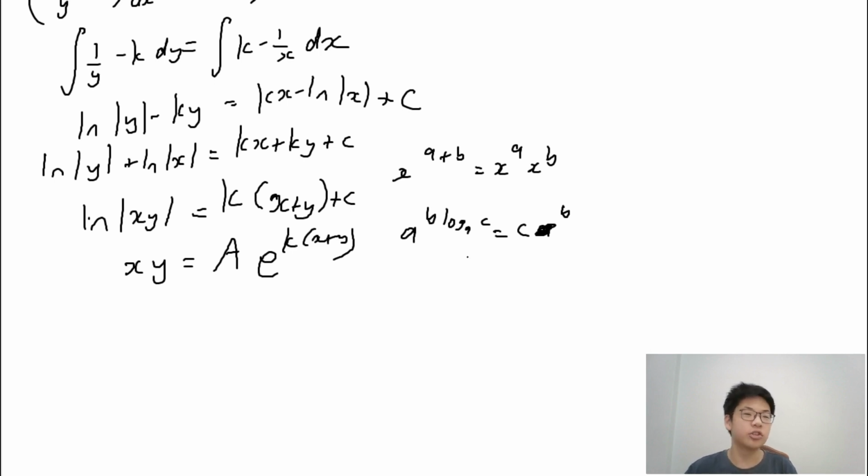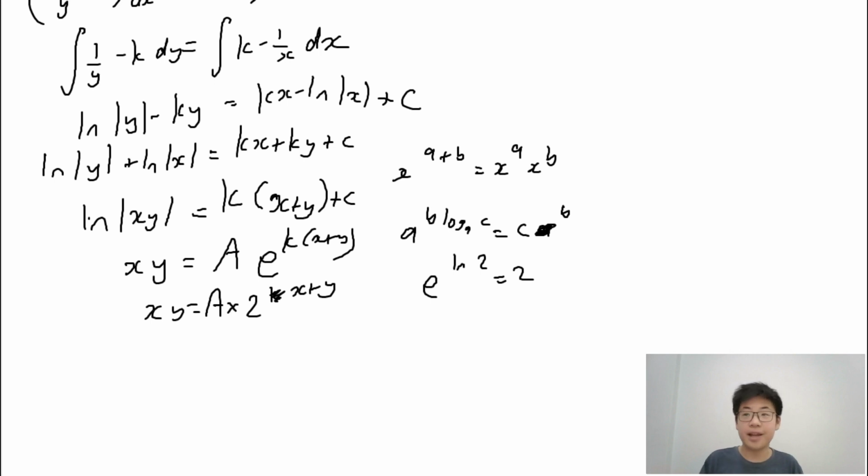And since k is ln 2 and e to the power of ln 2 equals 2, we would have xy equals a times 2 to the power of x plus y. That's it. Now, we're going to derive a similar result for C1 and C2. We're going to split up our working into two parts.